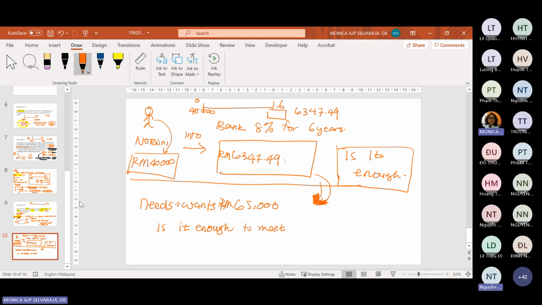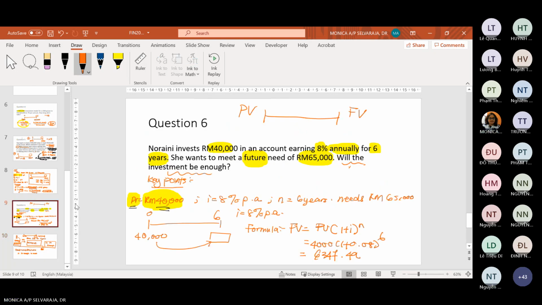Yes, I understand. I got it, but in my opinion, I think... What opinion? The question didn't ask you all that. Everybody has their own opinion. I also can think anything I want, but the question didn't ask me that. You're going to answer it using your opinion? It's wrong. She wants to meet a future need of 65,000. So will it be enough? You must understand the question.